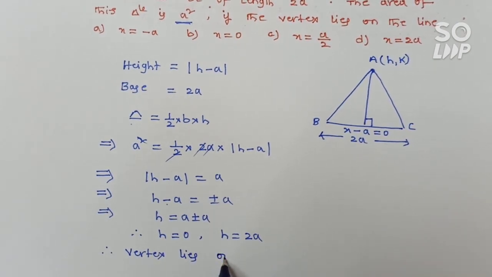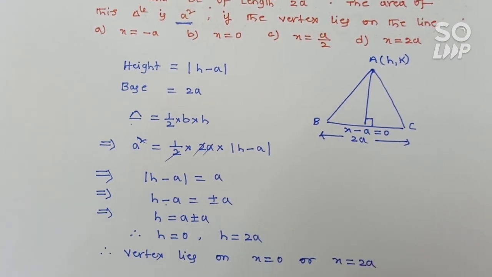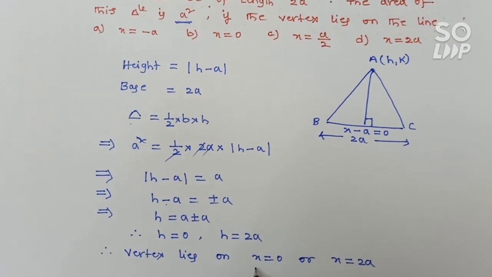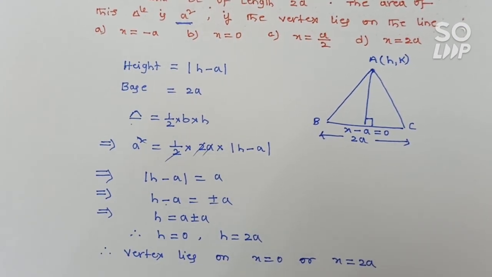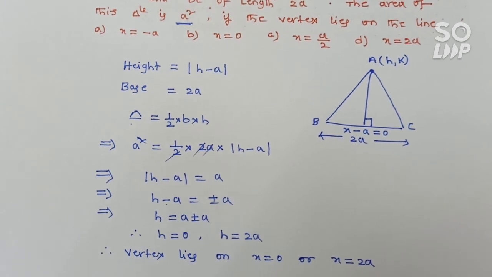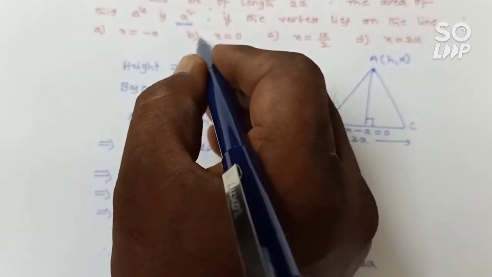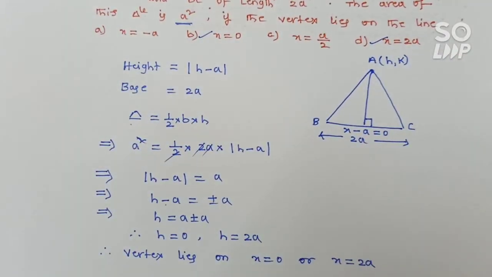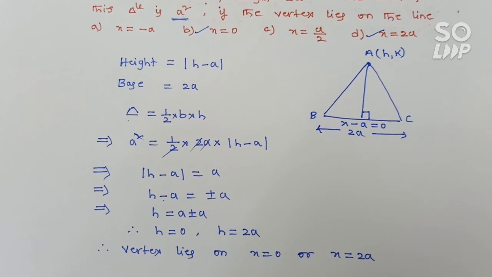Therefore the vertex lies on x equals 0 or x equals 2a. So the correct answers are B and D. This is a multiple answer type question. The vertex lies on x equals 0 and x equals 2a. Okay, right. We will see one more question.